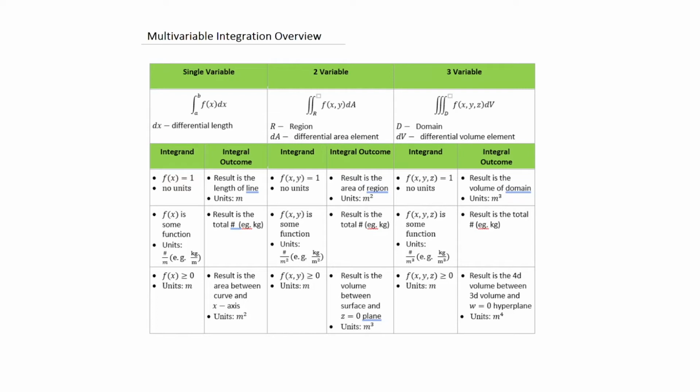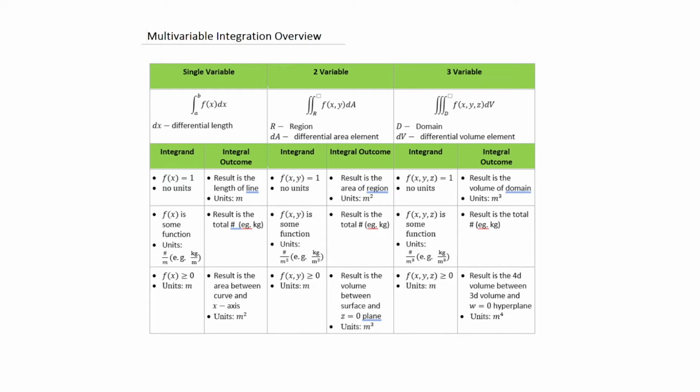So let's quickly review the single variable case. If I give you an integral between upper and lower limit b and a of f of x dx, then dx represents a differential length, but f of x can take on different meanings. So I've given you three specific cases that one could consider. One is that we let f of x equals 1, but we give it no units, in which case we're just integrating from a to b dx, which is just the length of the line. And the units of that would be meters. I mean, dx is units of length, so it's going to be meters.